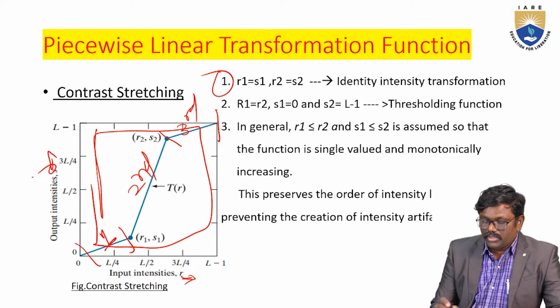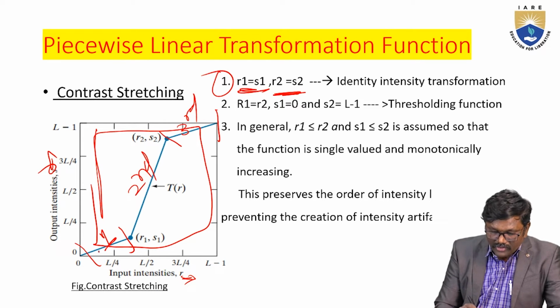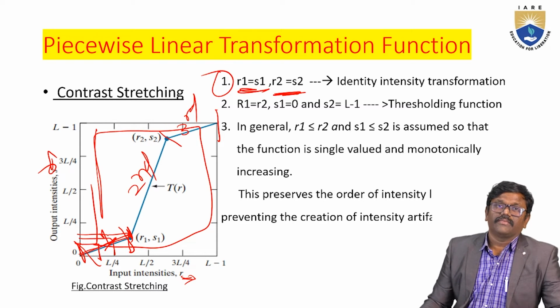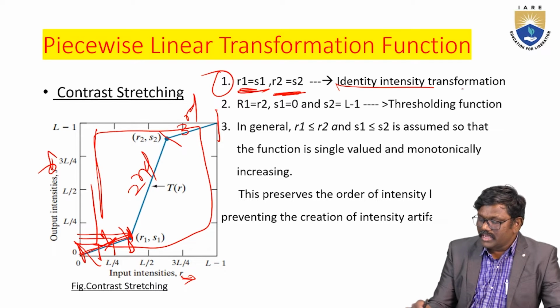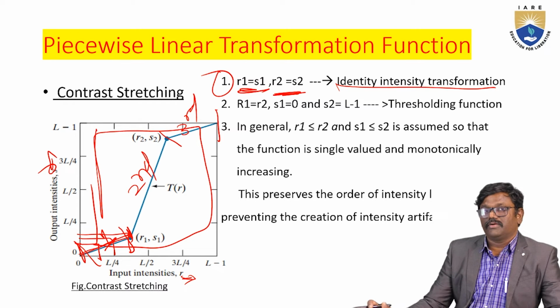So here r1 equals s1, r2 equals s2. What do you mean by that? Your values vary here in between this first part, and the values are the same. It doesn't change in terms of complexity. It is as it is. That is what is called the identity intensity transformation process. That part is that process.